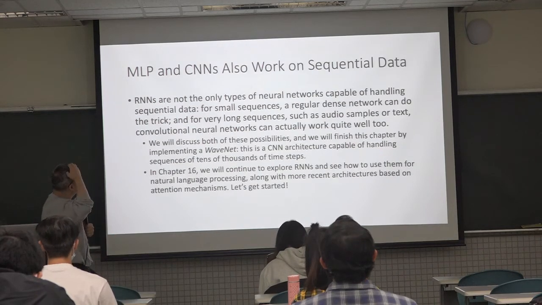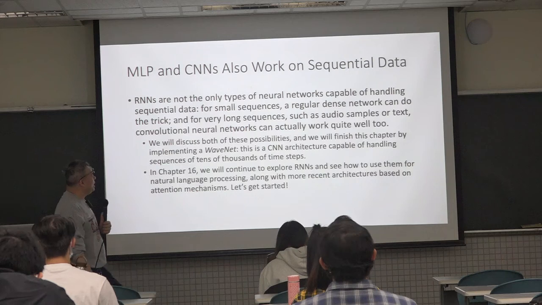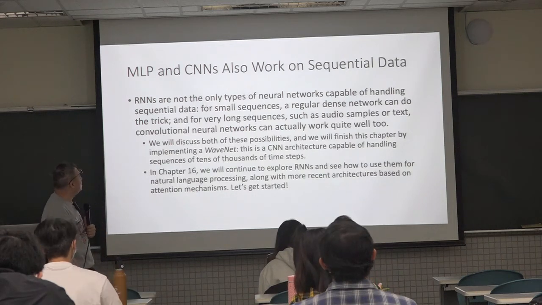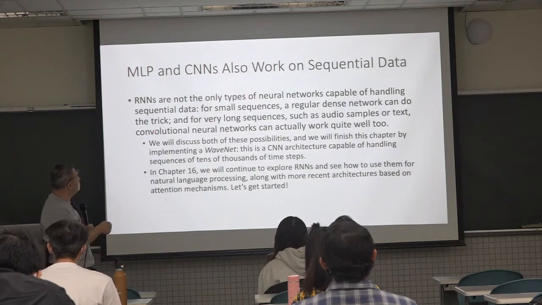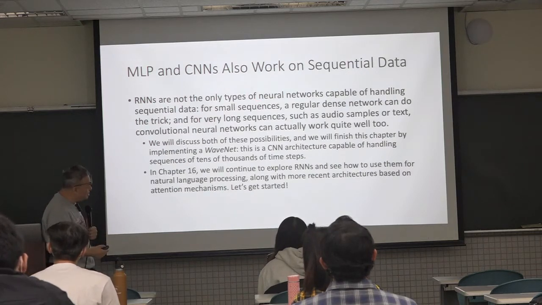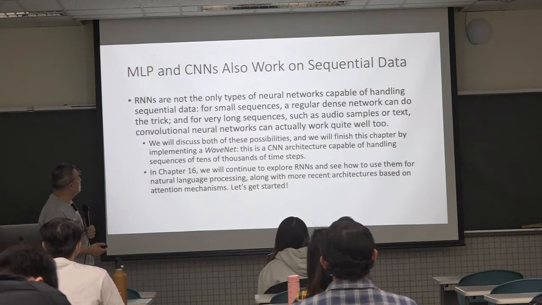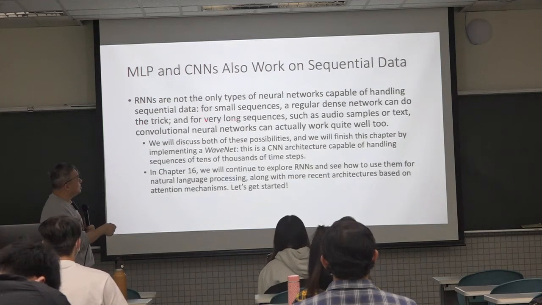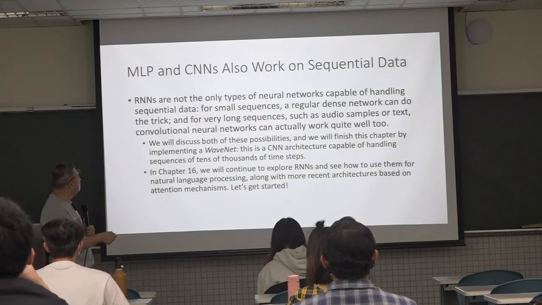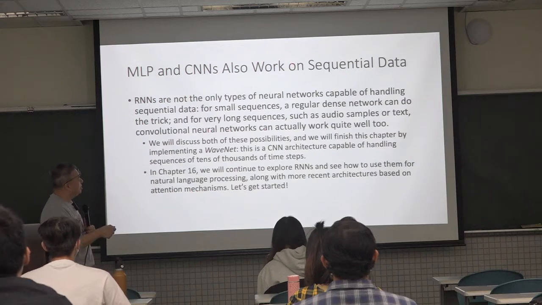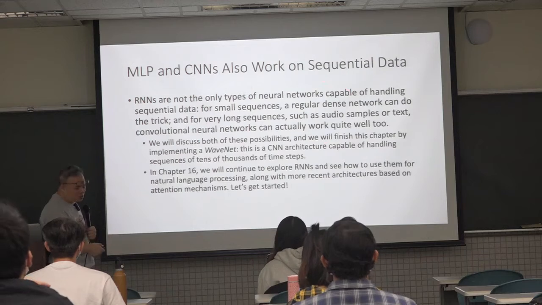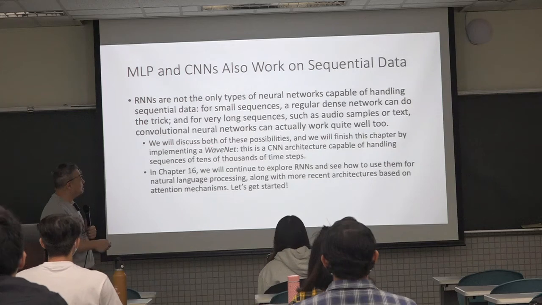RNNs are not the only types of neural network capable of handling sequential data. For small sequences, a regular dense network can do the trick, so MLP is fine for small sequence data. For a very long sequence, such as audio samples or text, convolutional neural networks can also work quite well. At the end of the chapter, we are also going to discuss these possibilities.